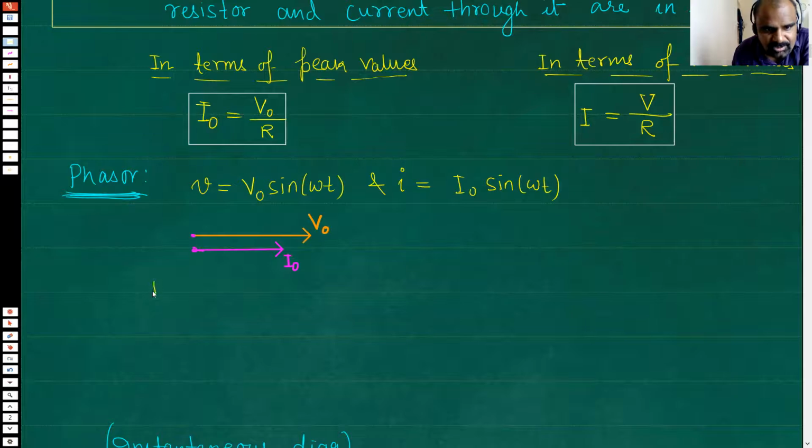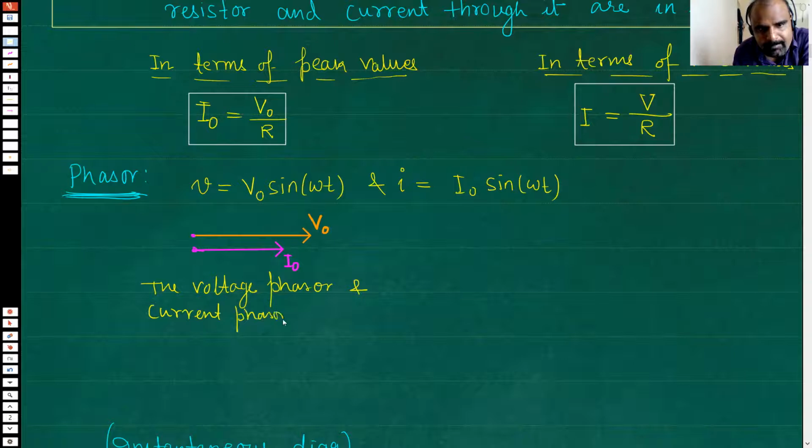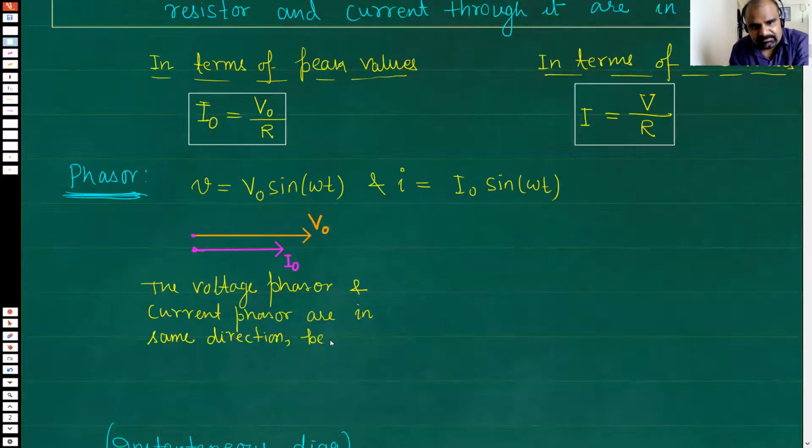So the voltage phasor and current phasor are in the same direction because they don't have any phase difference.